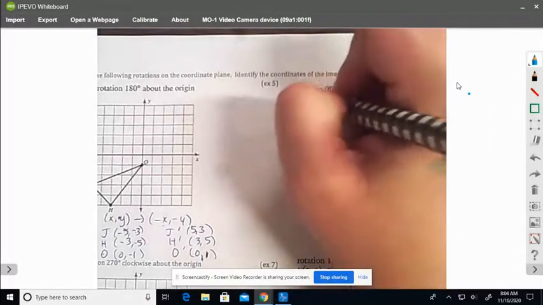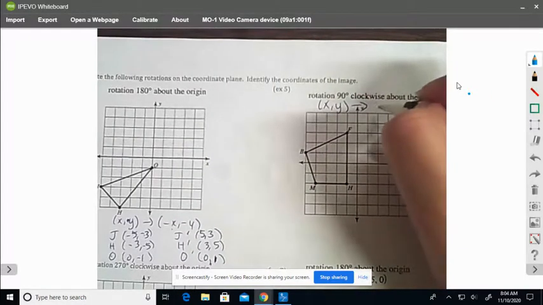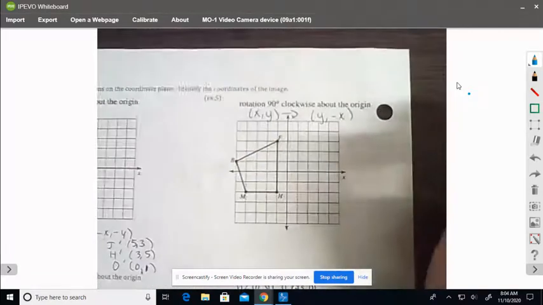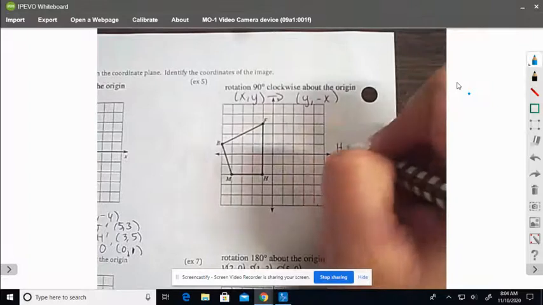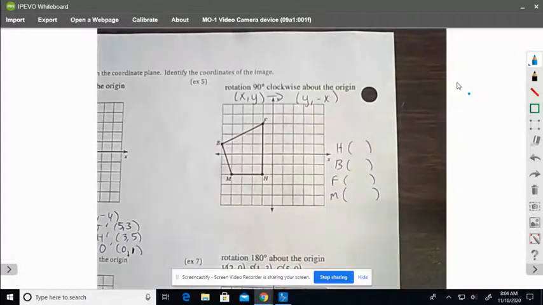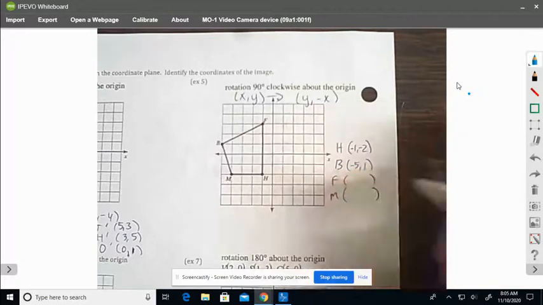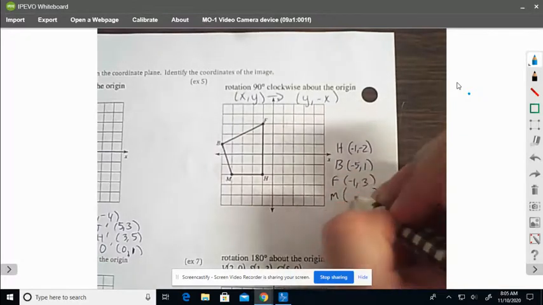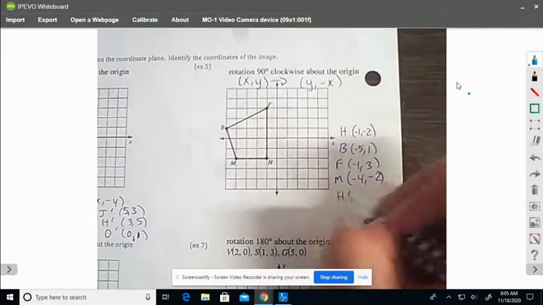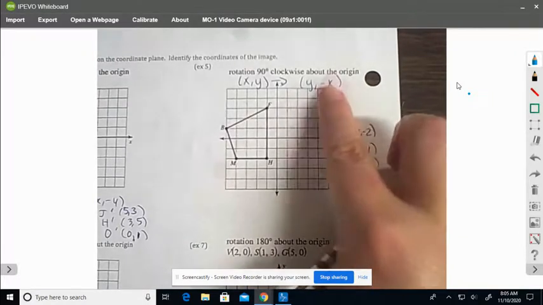Our rule for 90 degrees clockwise, we would change from (x, y) to (y, negative x). So if I write down my points here, I have the points H, B, F, M. These are my coordinates. And now I want to change all of those coordinates. I want to find the primes of those coordinates by applying this rule.